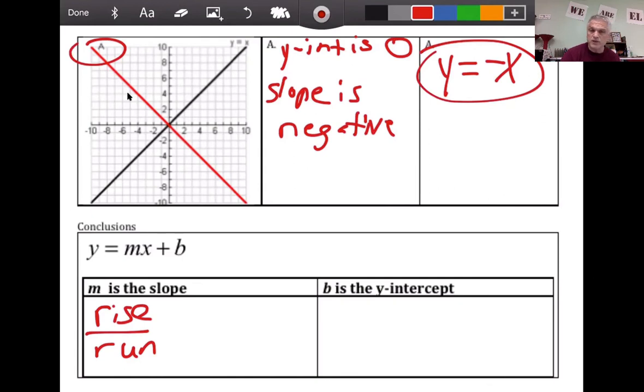B is the y-intercept. And you should know that the y-intercept is simply the location where the graph intersects the y-axis. So the B, if it is above the origin, it's positive. If it's below the origin, it's negative. So yes, M is your slope, B is your y-intercept, and we've done 3 of those graphs so far to look at those. Okay, let's move on.